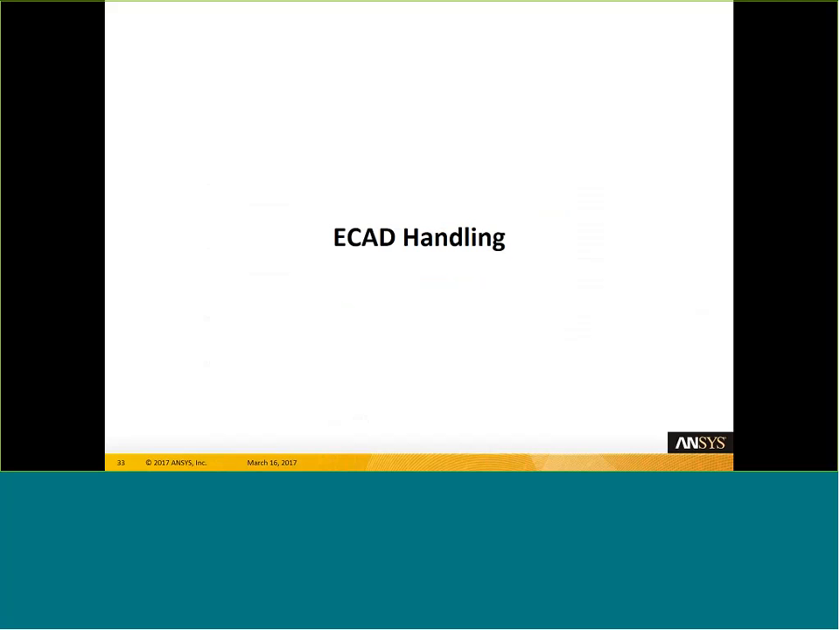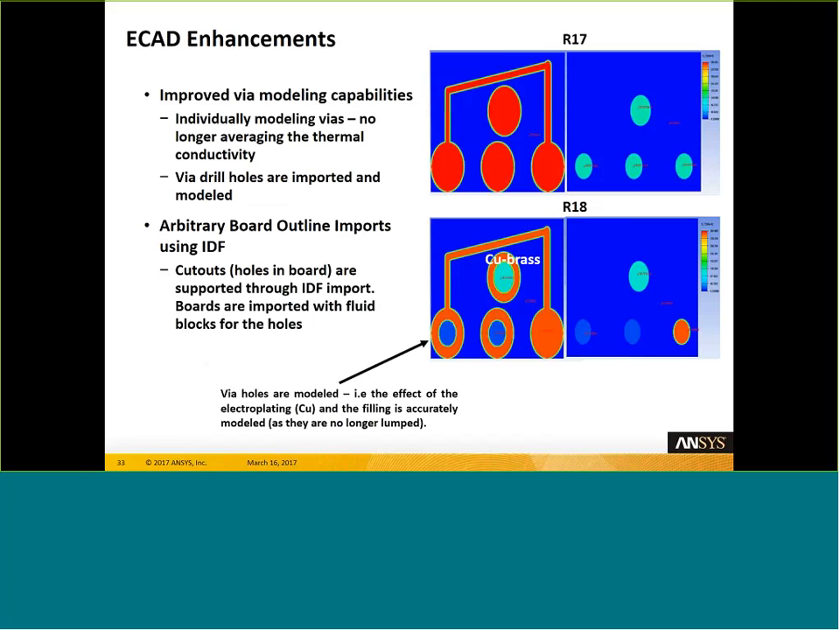Next, I'll talk about enhancements to ECAD handling in IcePack at release 18. So we have improved via modeling capabilities at release 18, and we're individually modeling the vias and no longer averaging the thermal conductivity. Additionally, via drill holes are now imported and modeled. So the via holes are completely modeled, and the effect of the electroplating and filling is accurately modeled, as they are no longer lumped.